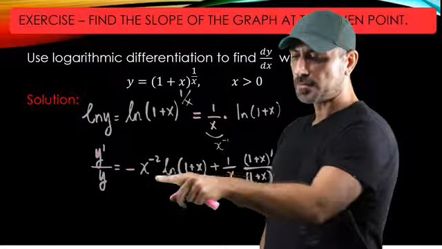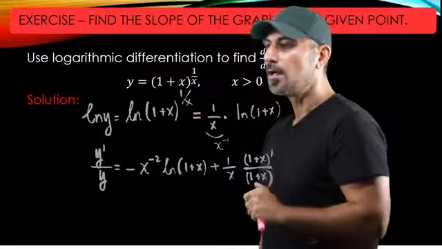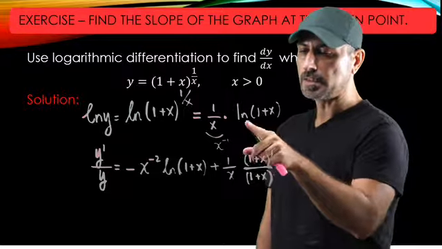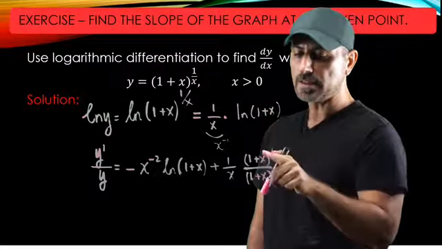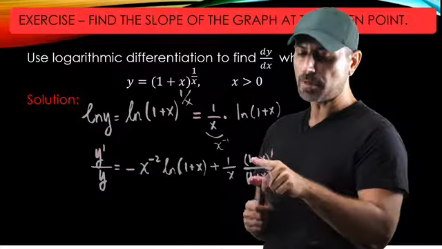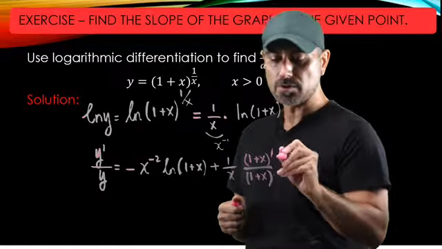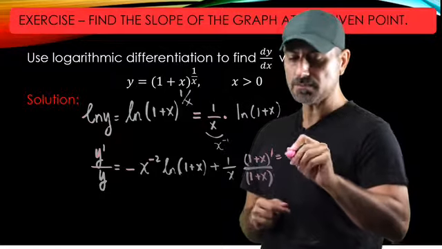The derivative of this times ln of (1 + x), plus, keep the first one here and multiply it by the derivative of ln(1 + x). As you remember, it's the derivative of the inside divided by the inside. Well, the numerator is already 1, because the derivative of 1 + x is just the derivative of 1 plus the derivative of x, which is essentially 1.